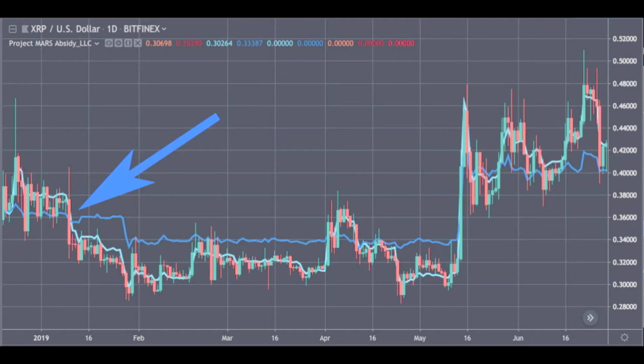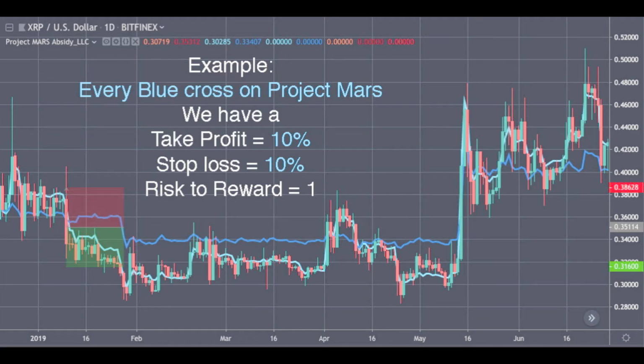So in this example, let's say that when the blue lines cross over for short or for long, we're going to have a take profit of 10% and a stop loss of 10% also. That will give us a risk to reward ratio of 1. Since we know that Project Mars has a very high probability, we have to be right at least 50% of the time to begin making profit, which we think is no problem at all for Project Mars.